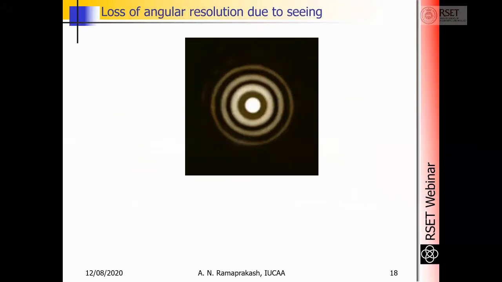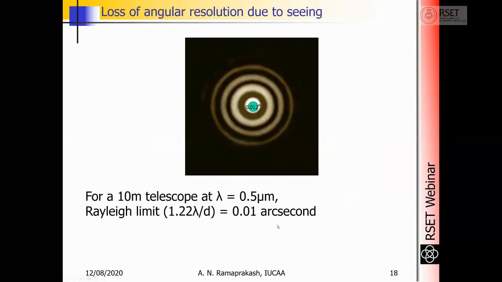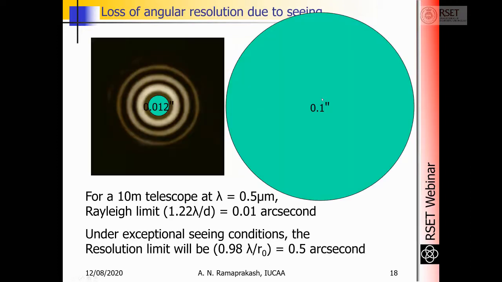On the other hand, I just rewrote it here. If I have a 10-meter telescope observing the sky at half micron wavelength, the central disk of that star's image at the telescope focal plane should be about 0.01 arc second. But because of the atmosphere, the image will end up being 0.5 arc seconds. So the entire light from the star, which should have concentrated on a small area like this, would spread out into an area which is 5 times this disk on the right, this green disk on the right.